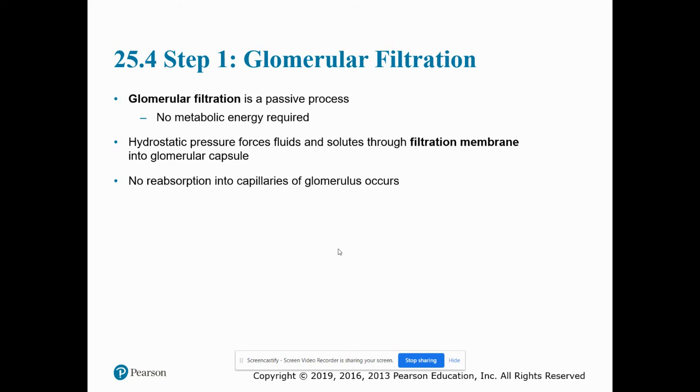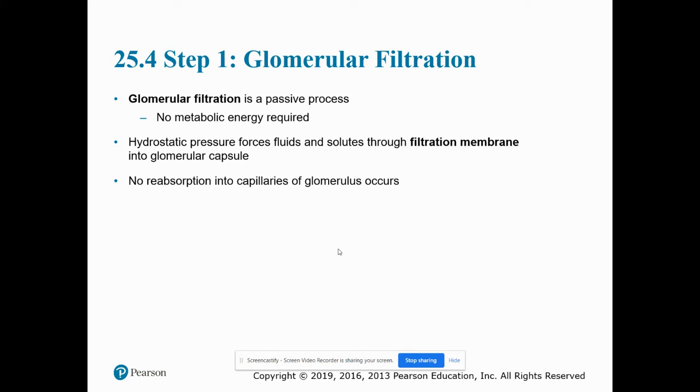All right, so now we move on to glomerular filtration. Glomerular filtration is a passive process. No metabolic energy is required. Hydrostatic pressure is going to force fluids and solutes through the filtration membrane into the glomerular capsule. And remember, hydrostatic pressure is that pressure that fluid is going to exert, right? And no reabsorption in the capillaries of the glomerulus occurs.